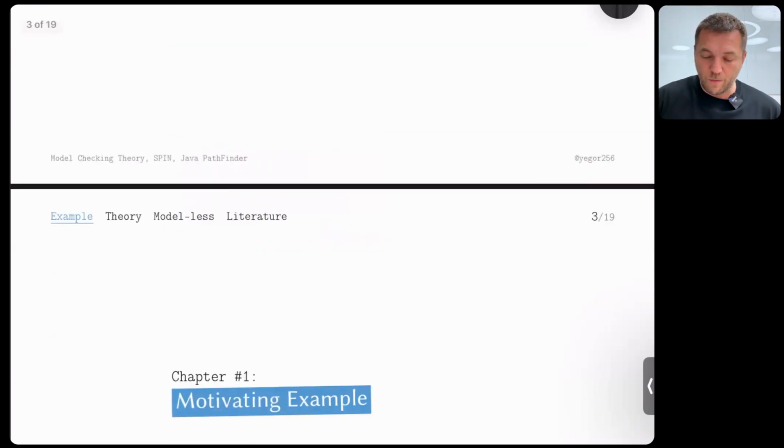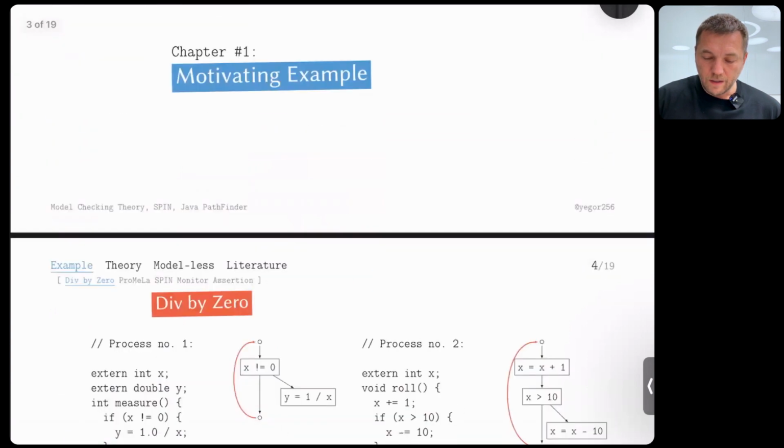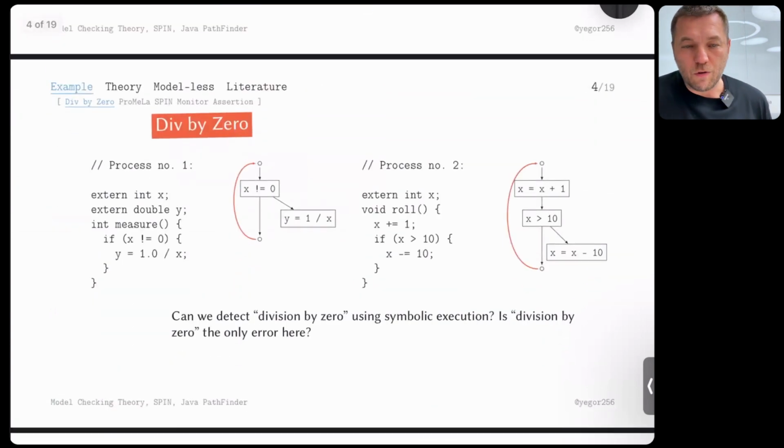So let's start from the motivating example. Division by 0, our favorite case. So take a look at the slide you have in front of you. There are two functions. The first one is called the measure. Here it is, measure. Another one is called roll. So on the first one, look at the left one, the process number 1, a measure.